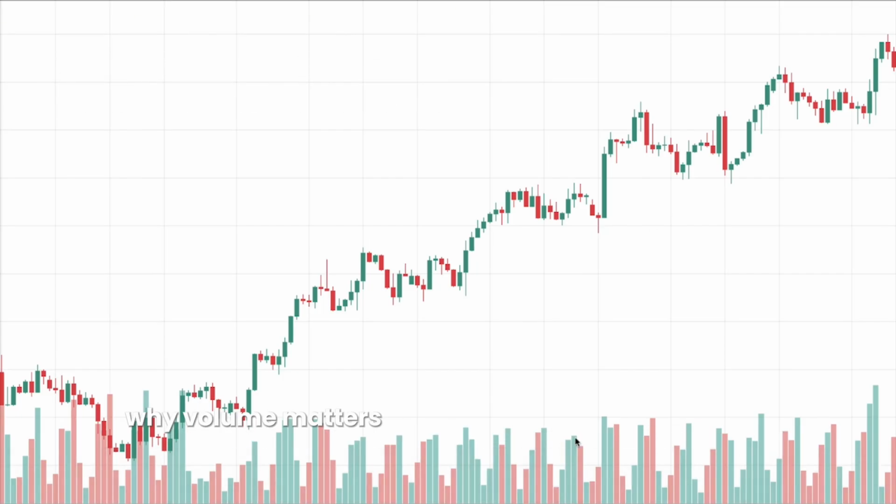Why volume matters. Both short-term traders and long-term investors use volume as a core part of their analysis. Technical analysts study volume alongside price to judge the strength behind a move, while fundamental analysts use it to gauge participation and conviction in reaction to news or earnings.